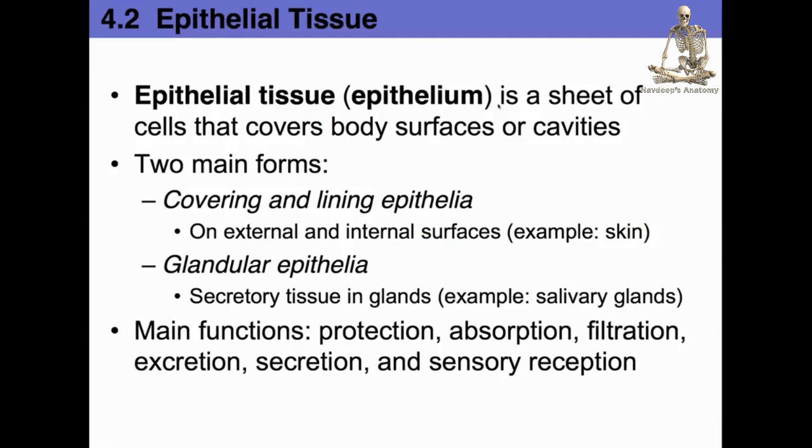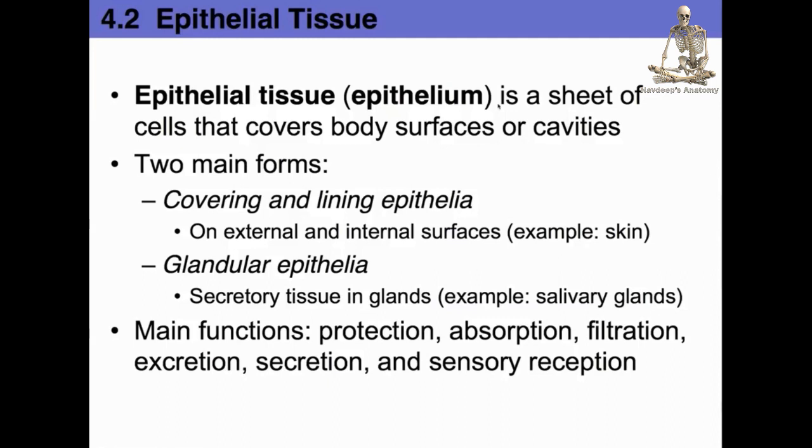Besides the skin, the epithelial tissue found in the kidney also performs almost all the major functions, not all but almost the main ones, like absorption, filtration, excretion and secretion. All these functions are also found in the kidney. We'll be discussing the kidney in detail in our urinary chapter.